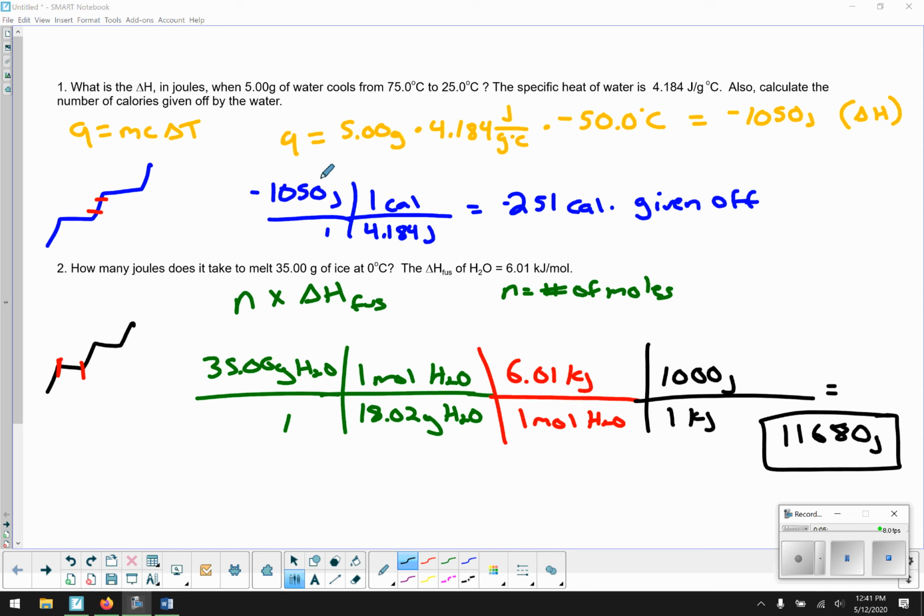Just be careful, because if you have to go back and add these things, again, heats of fusion are in kilojoules, and specific heats are in joules. So Q equals MC delta T will give you a joules answer, and generally N times delta H fusion or delta H vaporization will give you a kilojoules answer.